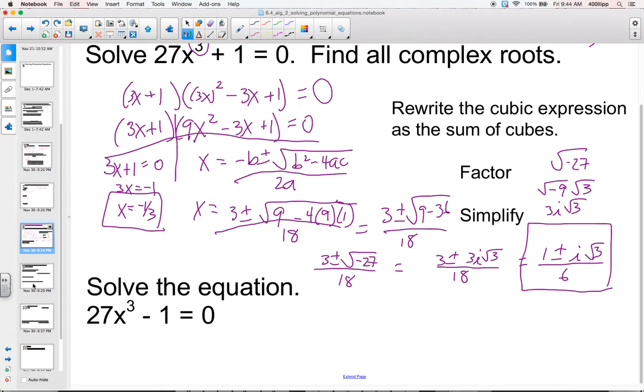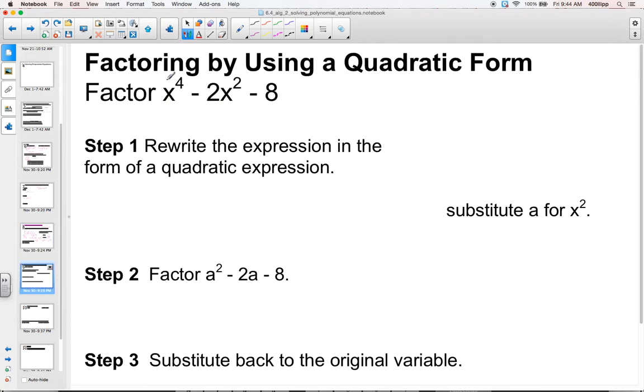Okay, let's get to factoring by using a quadratic form. So for this one here, we have x to the 4th minus 2x squared minus 8.